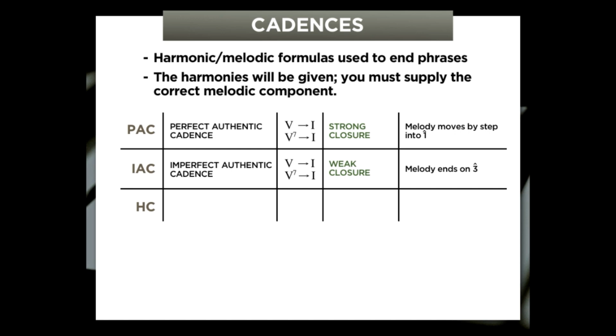And lastly, there's the HC, or half cadence. Now for this, we simply end a phrase on a dominant chord. And what this does is provide no closure. If the authentic cadences are equivalent to periods, half cadences are equivalent to question marks. They generate the expectation that more music is going to follow. And with these, any dominant note is okay in the melody.